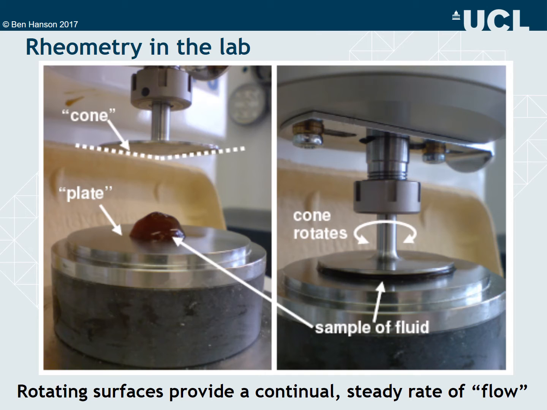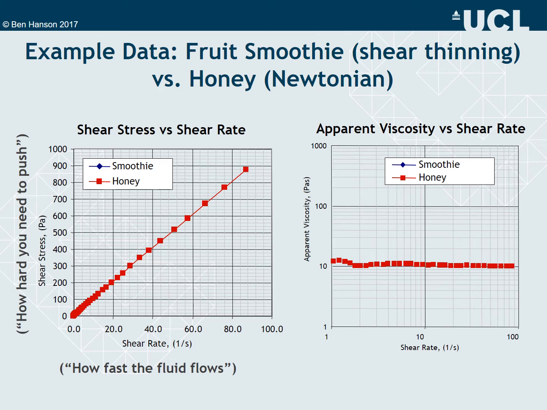The machine measures the amount of torque, that's a turning force, required to induce a certain speed of rotation. And from that, it infers the shear stress and shear rate within the fluid. Plotting that on a graph, this is some real data, and you can see in this slide honey, quite a liquid honey, and this has been tested over a range of shear rates, and you can see that that's quite a straight line graph, so that's quite a Newtonian fluid.